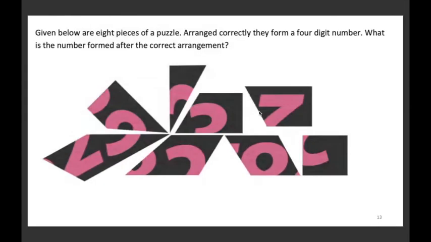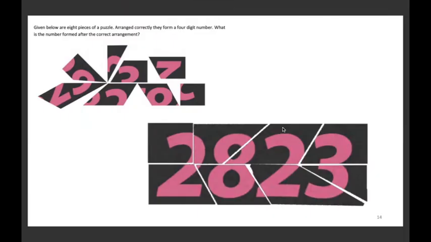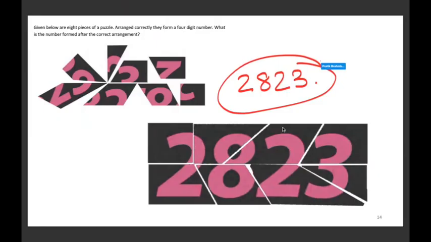Given below are 8 pieces of a puzzle. Arranged correctly, they form a 4-digit number. What is the number formed after the correct arrangement? When you rearrange this figure, we get a diagram like this, where the number reads as 2, 8, 2, and 3, which is the right answer here. Okay, we'll move to the next one.